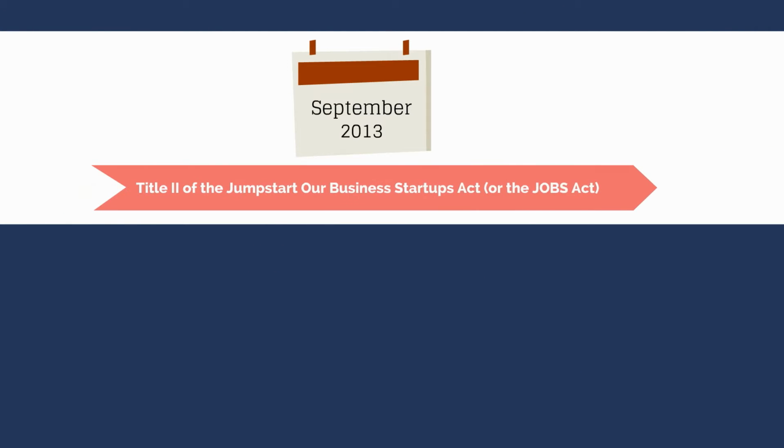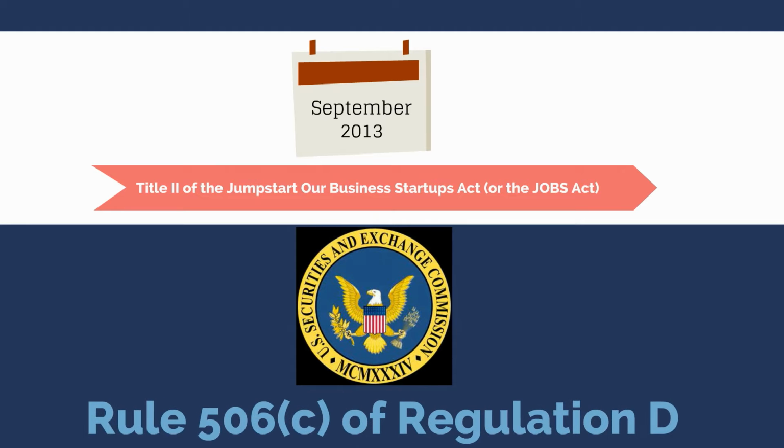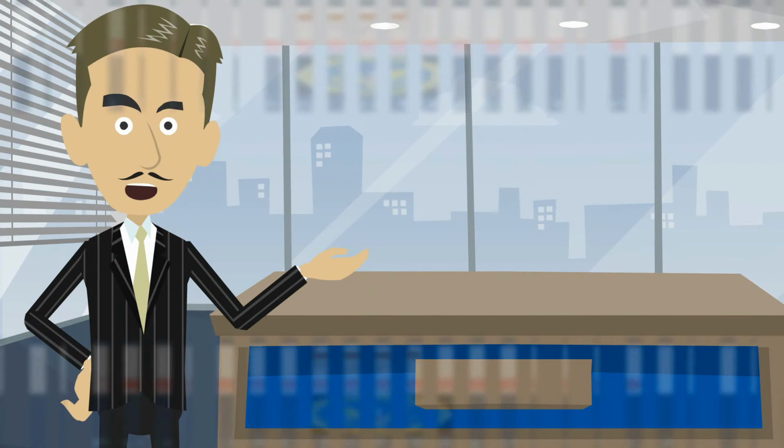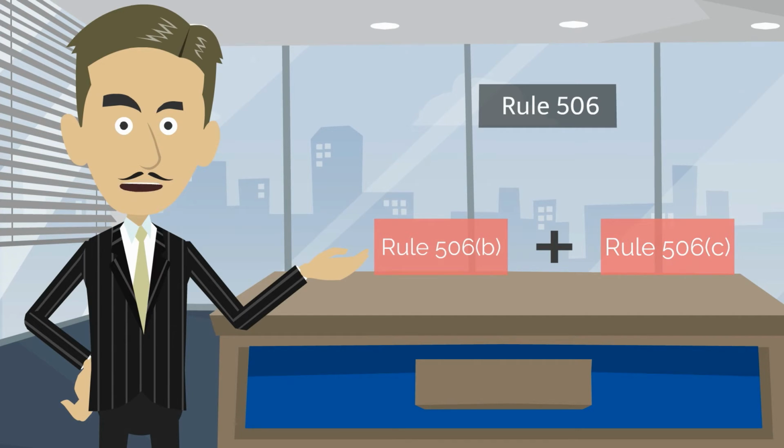That changed in September of 2013, when Title II of the Jumpstart Our Business Startups Act, or the JOBS Act, was implemented by the Securities and Exchange Commission, or the SEC, as Rule 506(c) of Regulation D. The old Rule 506 was transformed into Rule 506(b), and a new Rule 506(c) was introduced.